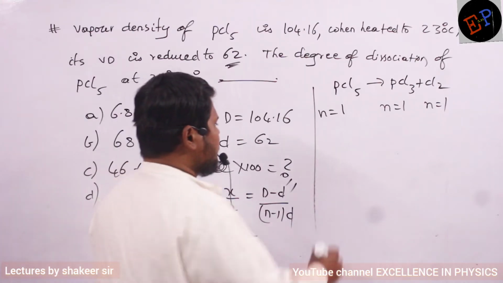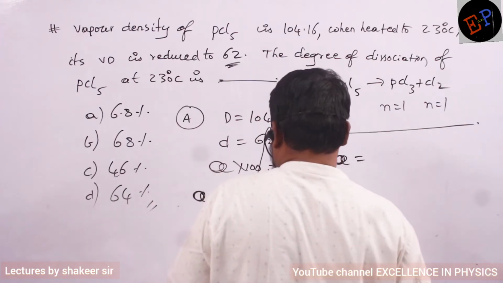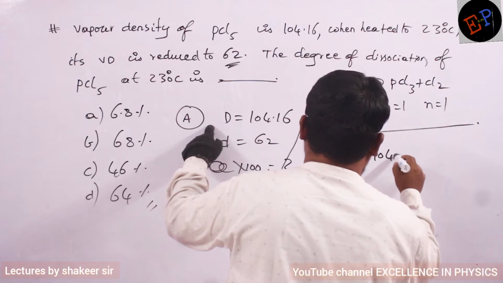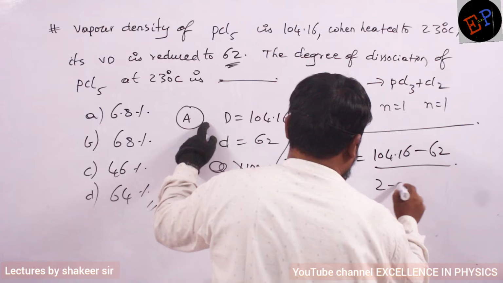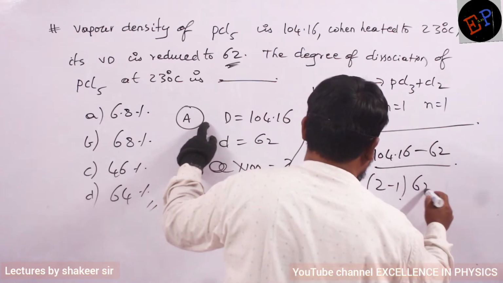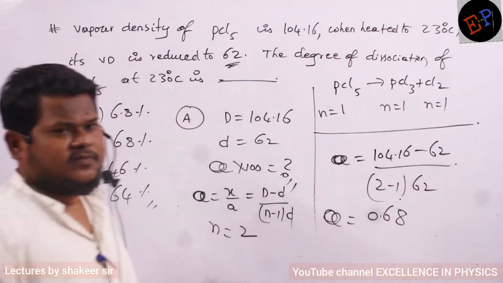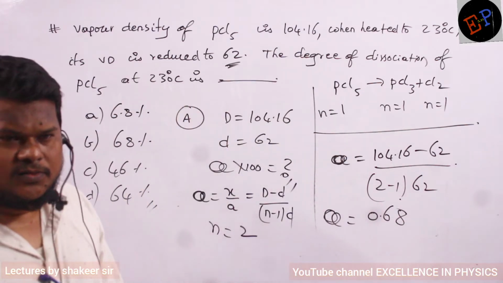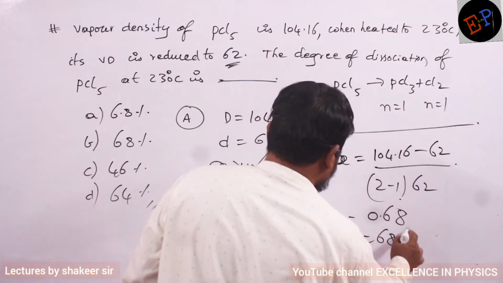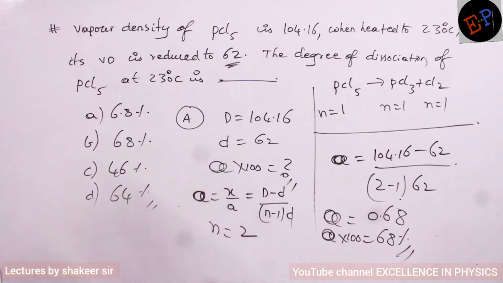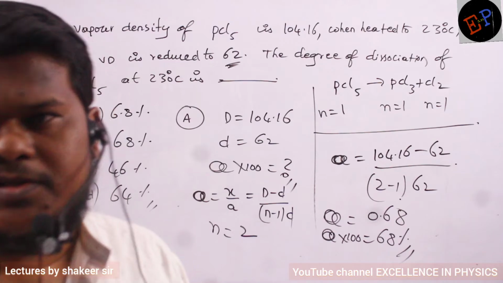Clear? Now do the calculation. So therefore, just substituting all the values. So alpha value is how much? Capital D is 104.16, small d is 62, divided by n minus 1, that is 2 minus 1, multiplied by small d. Small d value is again 62. So if you calculate the alpha value, you will get 0.68. This is the answer which you will get. But I want percentage, no? So therefore what I will do, alpha multiplied by 100 is how much? 68%. So that is our answer. 68% should be our answer. Clear? That's it.